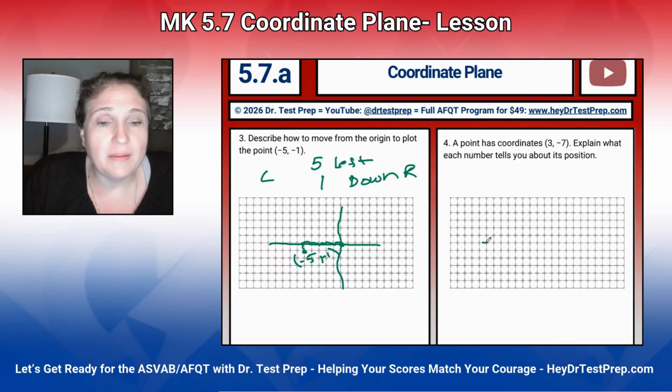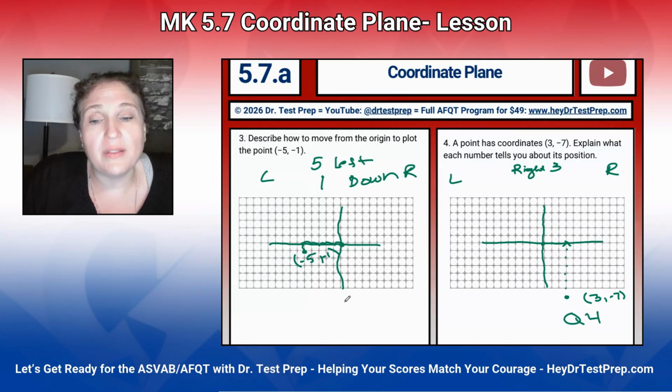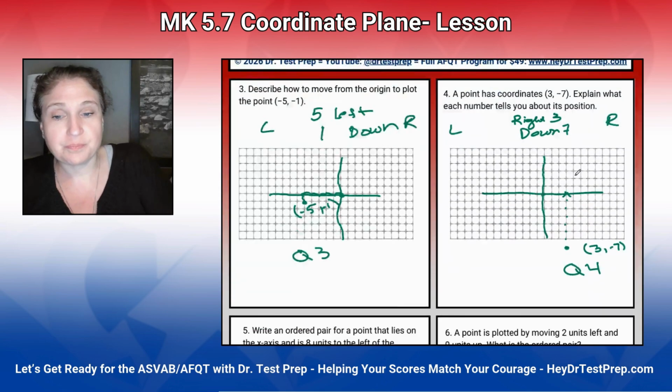Okay, here it wants positive 3. So I'm going to move in a positive direction at 3. So my pen always starts, my first number is 0 with my pen. So 0, 1, 2, 3. So I went right 3. Then it says down 7, 1, 2, 3, 4, 5, 6. And we'll pretend here's my point, 7. So this is in quadrant 4. This was in quadrant 3 because both of those numbers are negative. And then here, obviously, we went down 7.